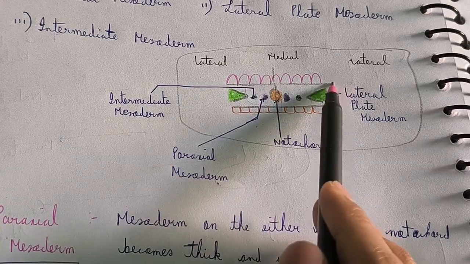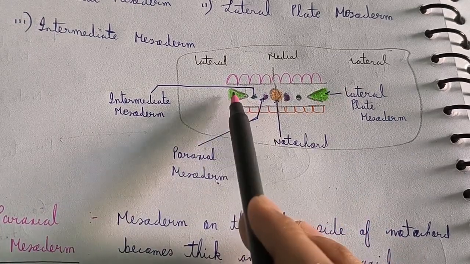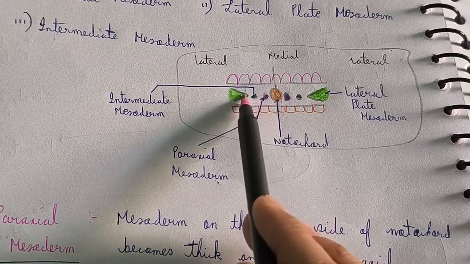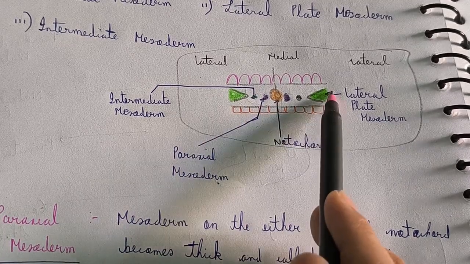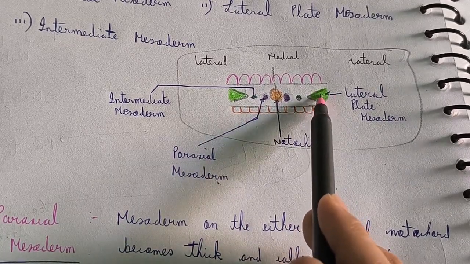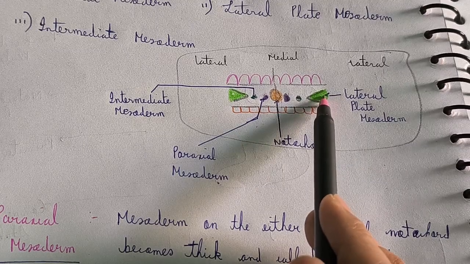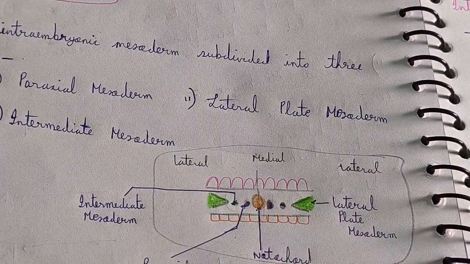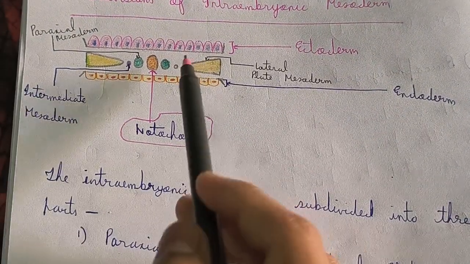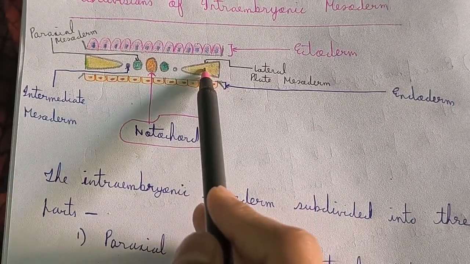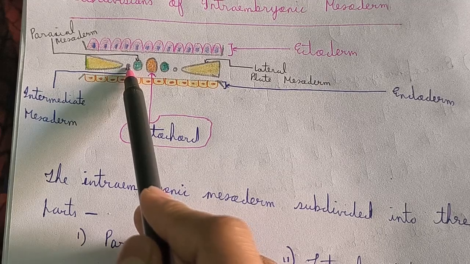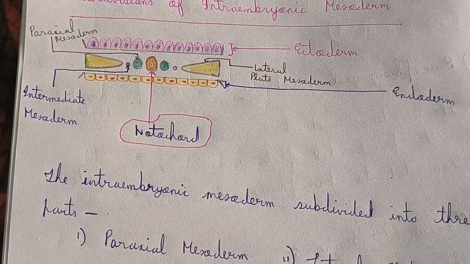So these are the lateral sides. Now here you can see that in the extreme lateral part of this disc, the mesoderm is present, and that mesoderm which is present in the extreme lateral part is known as lateral plate mesoderm. You can also notice that between this paraxial mesoderm and lateral plate mesoderm, one more structure is present, basically intermediate mesoderm.